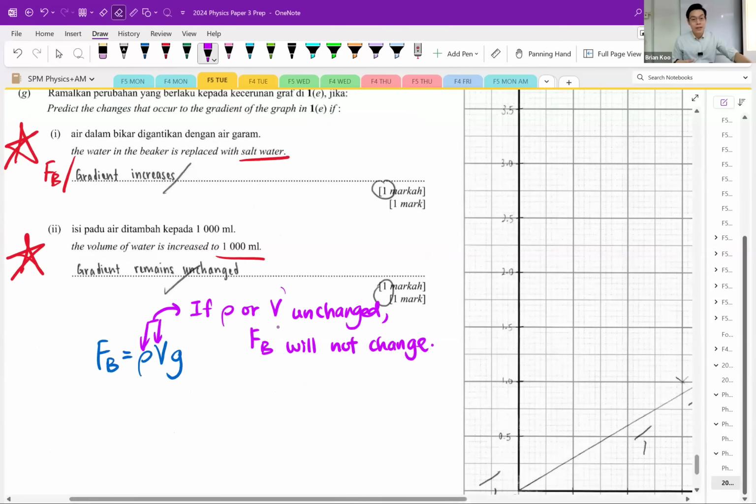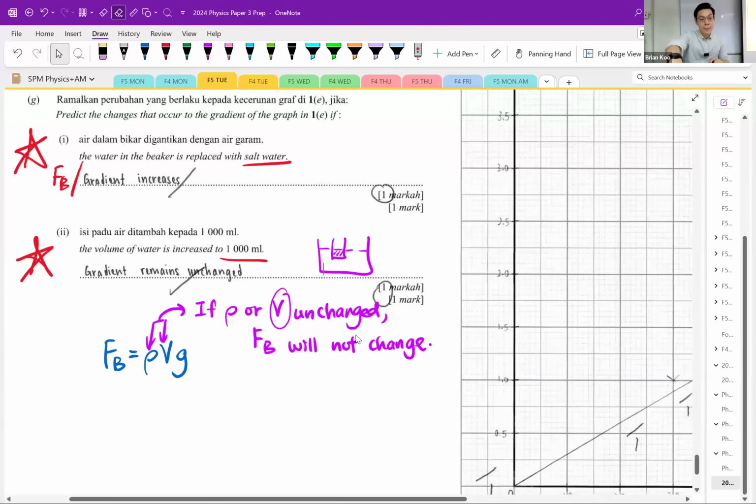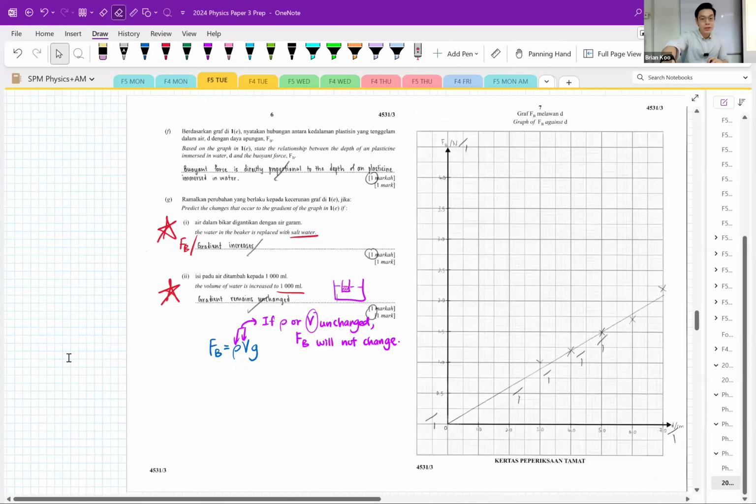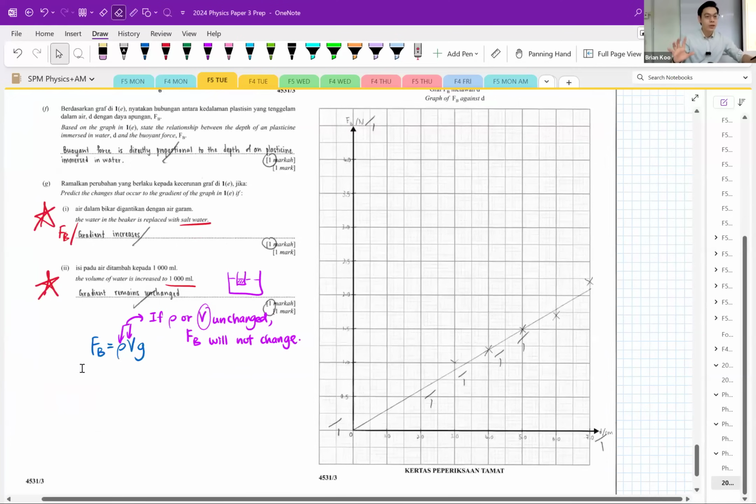V doesn't always have to sound like volume. How much you submerge also will affect the V. You change the volume of water, but then you submerge the same amount, it will not change, right? The buoyant force does not change, the gradient does not change. Just follow this formula.